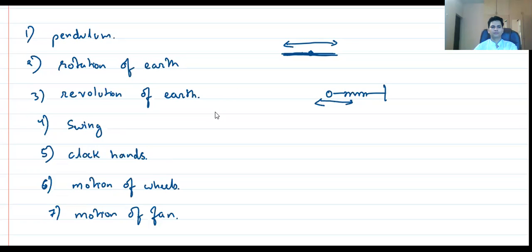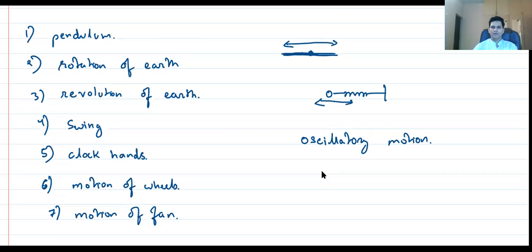So the type of motion is clear, everyone? Yes or no? So oscillatory motion is a type of periodic motion. Okay, so I can say that oscillatory motion is basically a type of periodic motion. Got it?